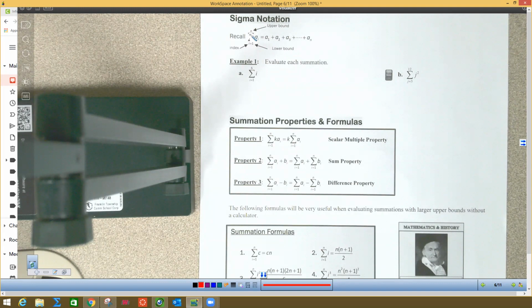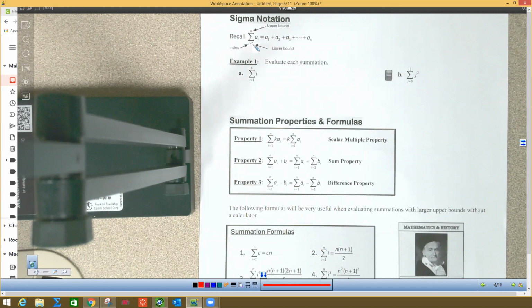So this is the Greek letter sigma, this kind of funky looking E thing. It's actually called sigma notation, and that is an S in Greek, which in this case means it's going to be a sum. So this thing down here, the i is called the index, and it can be any variable. A lot of times they let it be i, but it can be other things. The 1 is called the lower bound.